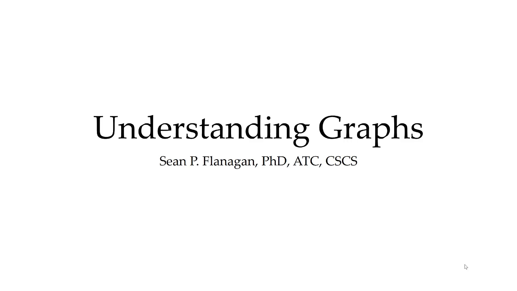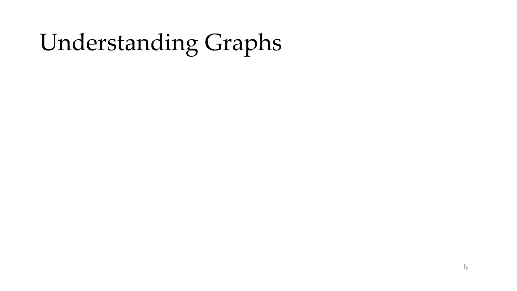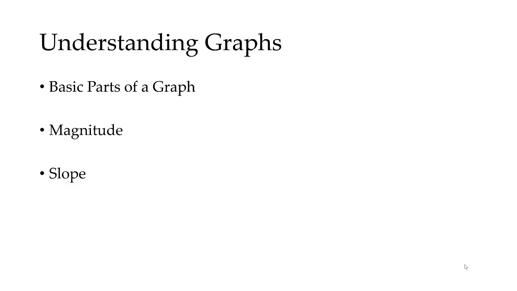In this module here, I'm going to explain to you how to understand a graph. There are basically going to be 4 parts to this module. First, we're going to look at the basic parts of a graph. Then we're going to see how to determine the magnitude on a graph at a particular point. We're going to look at the slope of a graph. And finally, we're going to look at the area under the curve.